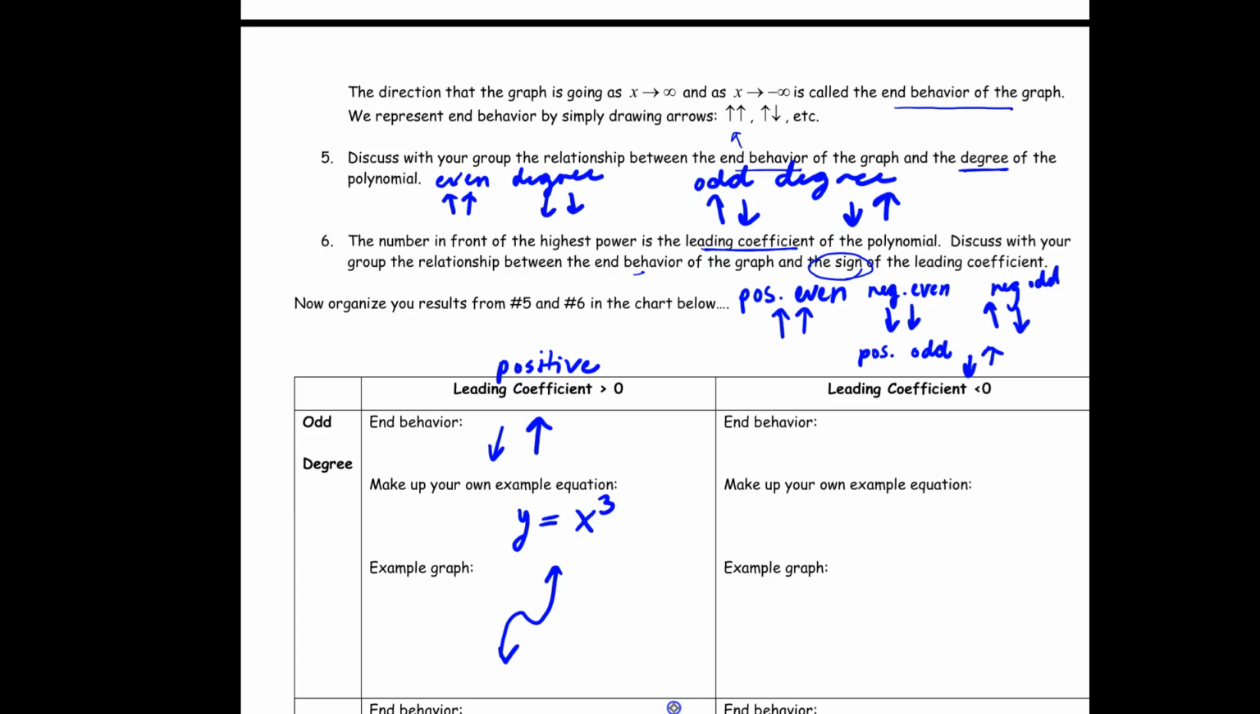Now, if you look at the leading coefficient being less than 0, meaning negative, then it goes the opposite way. What equation do you think I think of? Negative x cubed. Because if I think of negative x cubed, I know that means it's just flipped over the x-axis. So the behavior just goes like this. Starts up and goes down. Good stuff. So if you have a negative x to the 5th, a negative x to the 7th, a negative x to the 9th, it will behave in the same way.